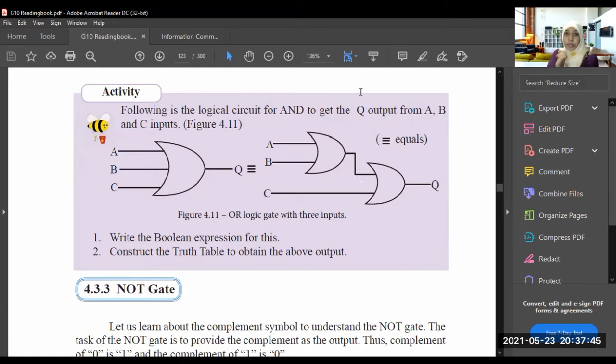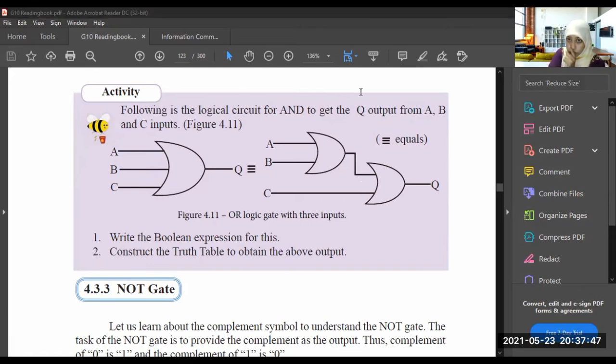Shall I explain? Okay. Now, first of all, when they are giving you a logic gate like this, what you should do is mark the symbols, right? Now this is OR gate, no? Isn't it?